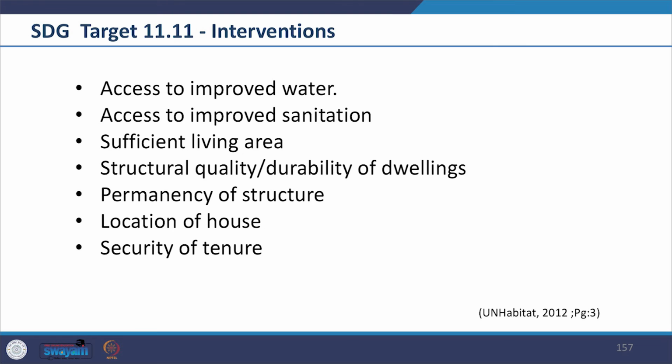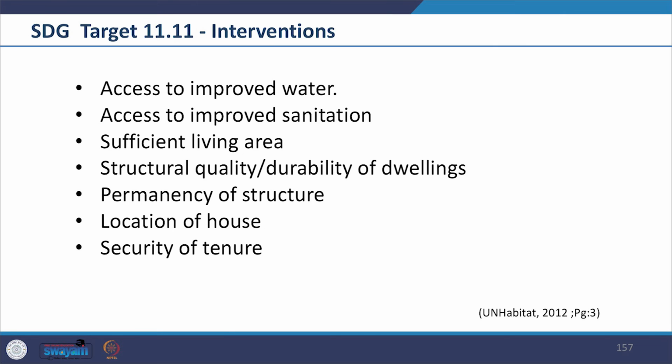So as you have seen, what are the problems? You have also seen how we define it. So these become the parameters, how do we really see whether our conditions are improving or not. So we judge the sufficient living area: does the household dwelling unit provide sufficient living area to all its members? If not, more than 3 people share the same habitable room.